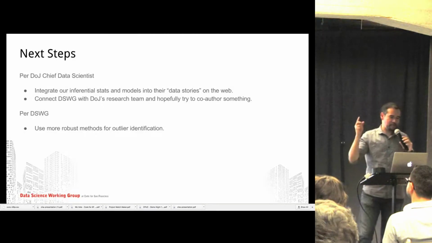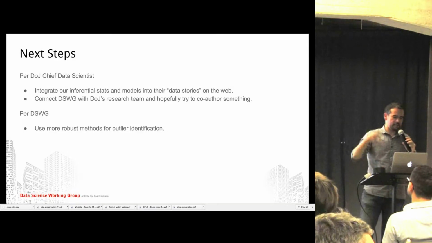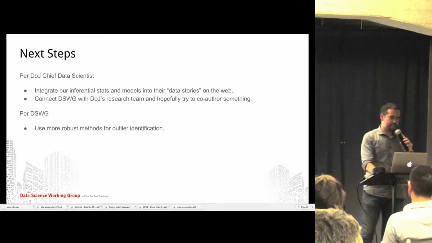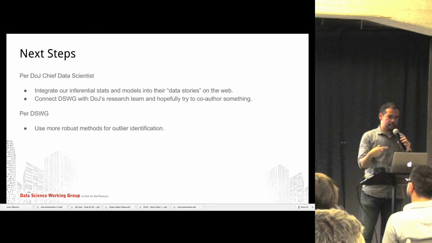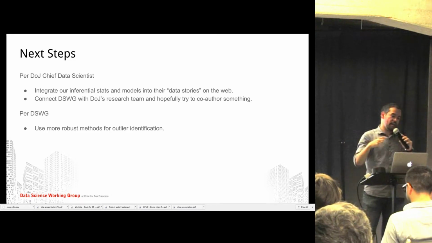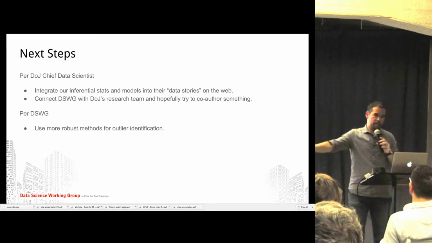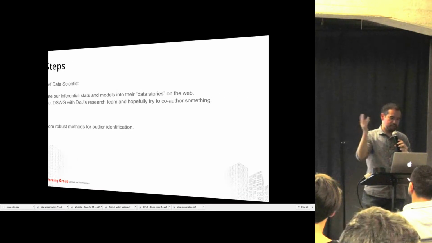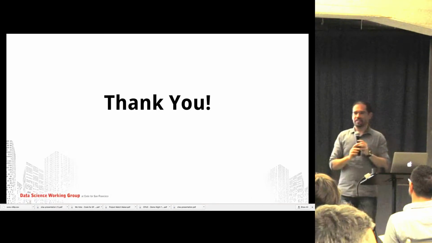And so next steps, we're integrating some of our findings into the data stories that are on the web for the California Department of Justice. And also they're hooking us up with their new research team, because OpenJustice is now law in California, so it's been moved institutionally into the DOJ. And yeah, I'm going to be using some more robust outlier detection methods.